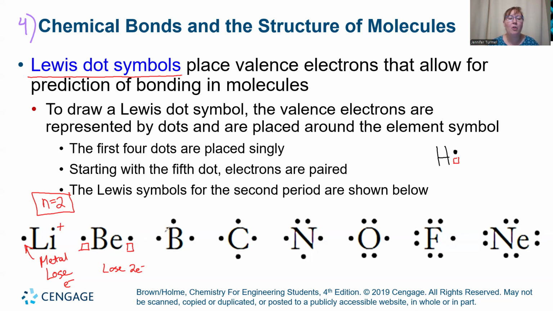Okay. Now, boron has these three electrons here, and we want to pair them. So now I'm showing these squares. And if you're wondering what these squares mean, the square means this is a site for bonding. It's a place to share electrons.